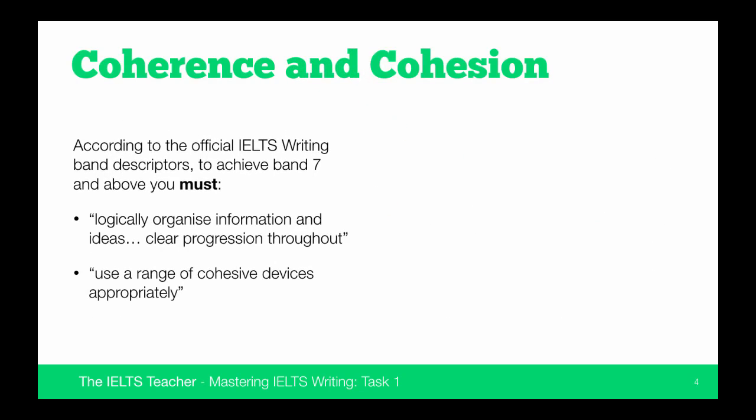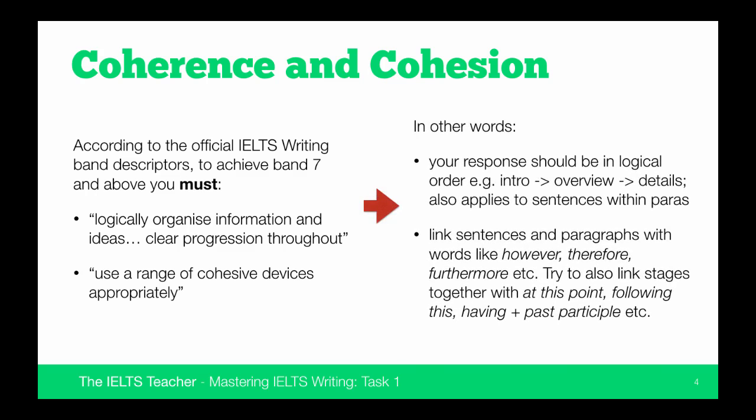Again, to achieve a band 7 and above, you must logically organize information and ideas and show a clear progression throughout the response. And you must also use a range of cohesive devices appropriately. In other words, your response should be in a logical order, which is easy to follow. Now, we'll look at this in a bit more detail later, but the easiest structure is to start with the introduction, then move to the overview, and then move to the detail paragraphs. And this idea of a clear progression throughout also applies to sentences within the paragraphs.